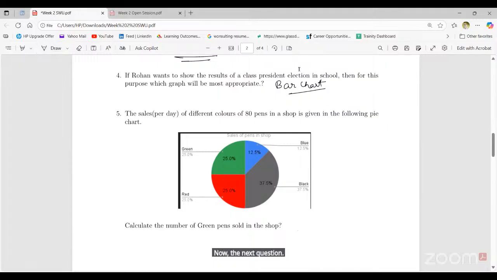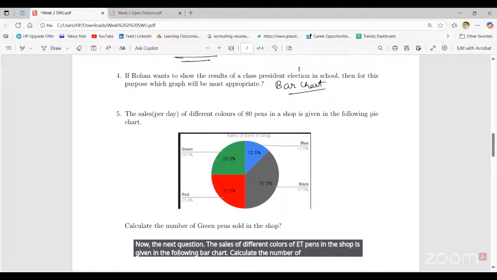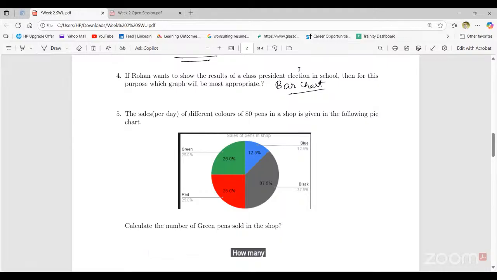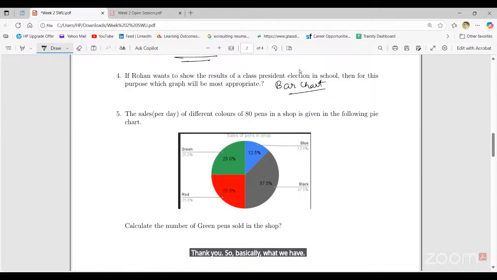The sales of different colors of 80 pens in a shop is given in the following bar chart. Calculate the number of green pens sold in the shop. How many green pens are sold? 20. So basically what we have here is 25% of the pens have been sold. So 25% of what? The 80 pens. So 25% of 80, if you calculate this, you will be getting the value as 20. Fine?